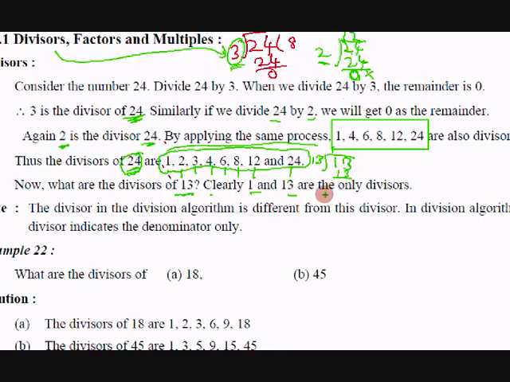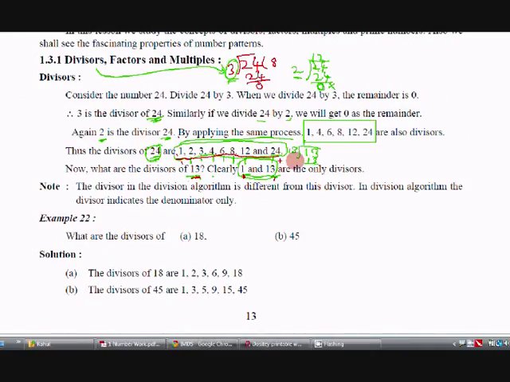So there are clearly 1 and 13 alone available, which divide 13. And they are the divisors of 13. But in case of 24, we have so many divisors, right? But in case of 13, we had only 1 and 13. So this divisor is different from the normal 24. Here we also call this a divisor, right?